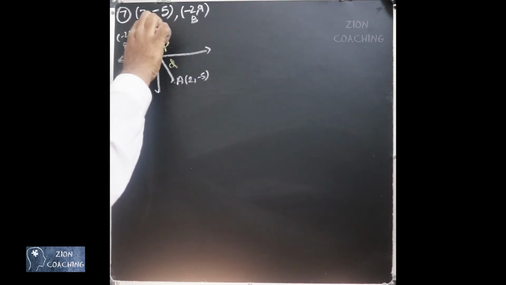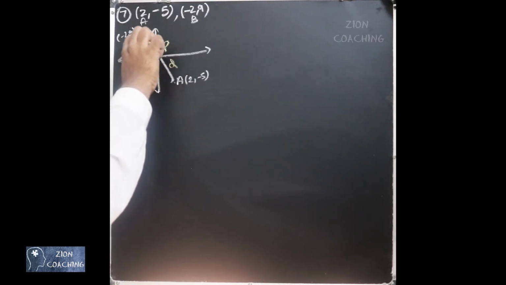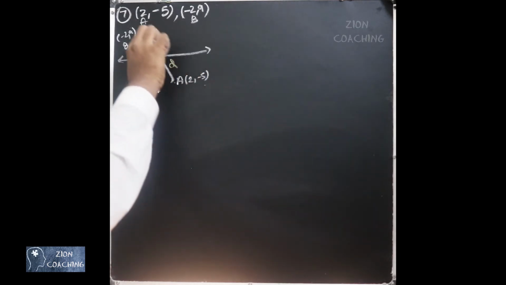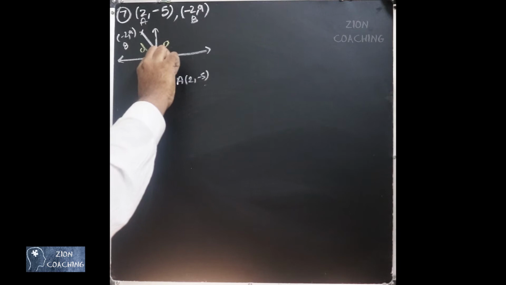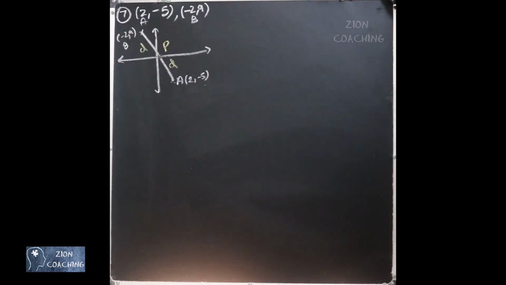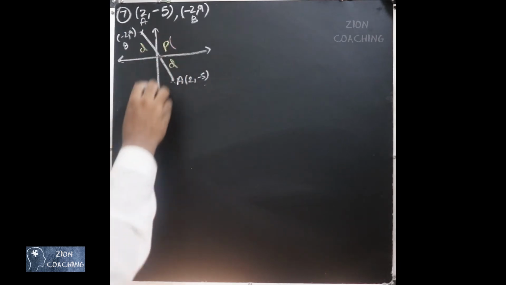point A, which is (2, -5), and same distance from the point B. Actually point A is (2, -5), point B is (-2, 9). So this distance and this distance are going to be equal. That is what is given. In that case, what will be the coordinates of this point P?